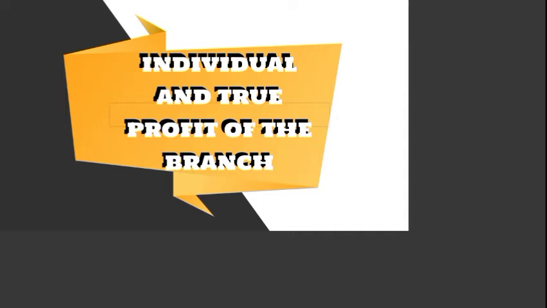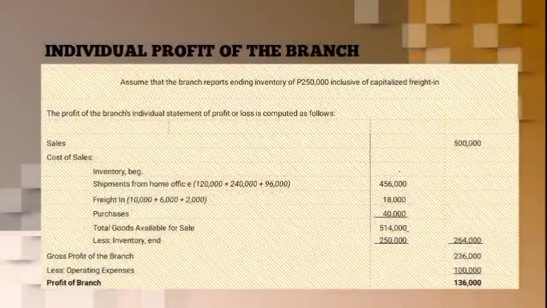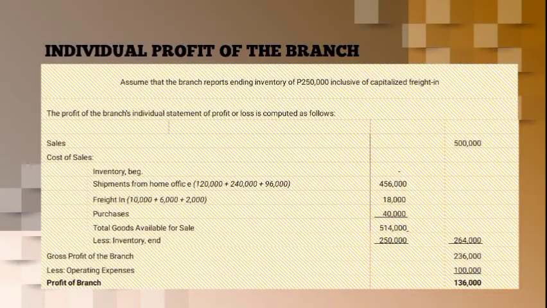Fortunately, phone pa lang ang available na gadget, so I prefer to input the data in this PowerPoint presentation, and I hope na makasunod pa rin po tayo sa discussion. And yes, hindi na natin papatagalin pa, so let's proceed on the computation of individual profit of the branch. Assume that the branch reports ending inventory of 250,000, inclusive of capitalized freight in. The profit of the branch individual statement of profit or loss is computed as follows.